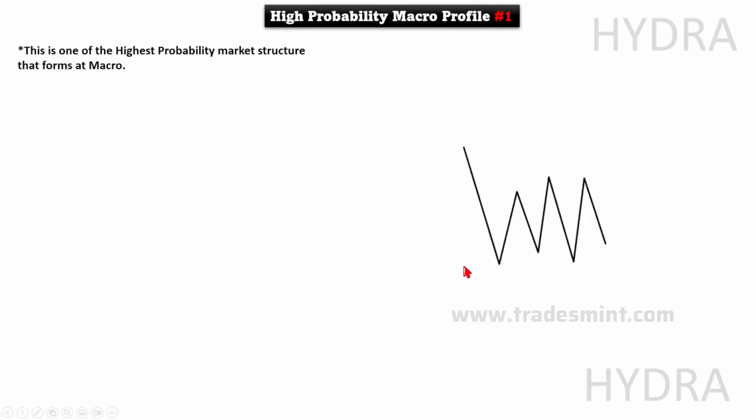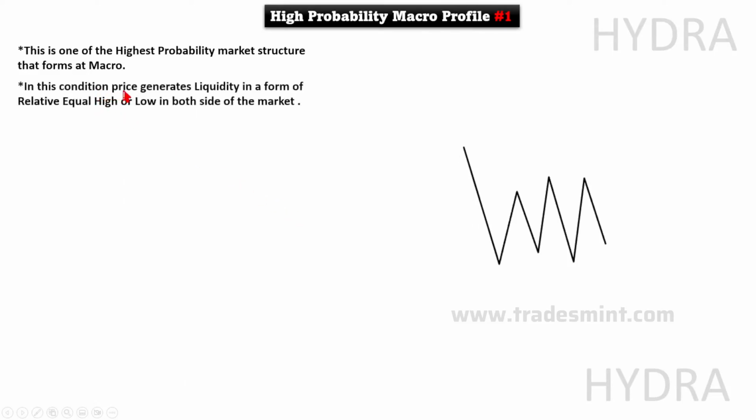This condition right here that you are seeing is the highest probability macro condition. That's why I put it in the number 1 spot, because this repeats every single day. If you are patient enough, you will see it repeating inside either 1 or 2 macros every day. In this condition, price generates liquidity in the form of relative equal high or low on both sides of the market.